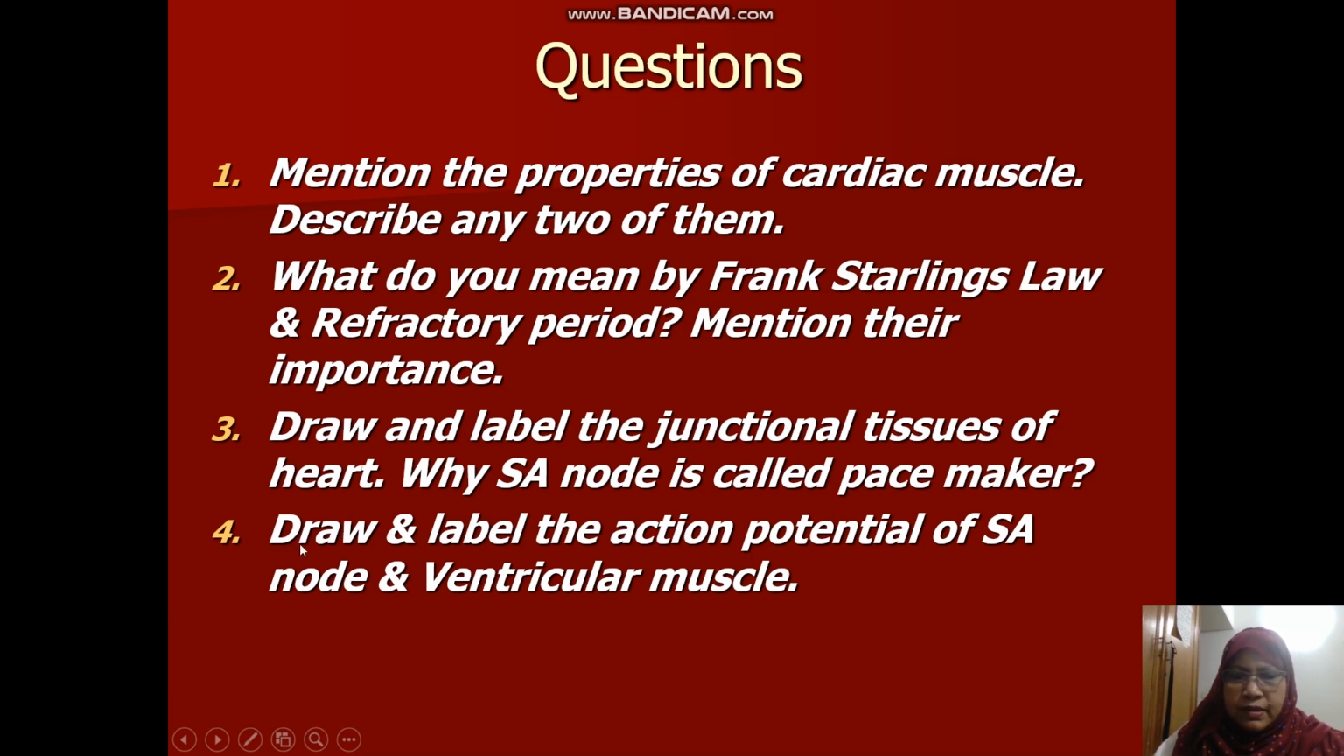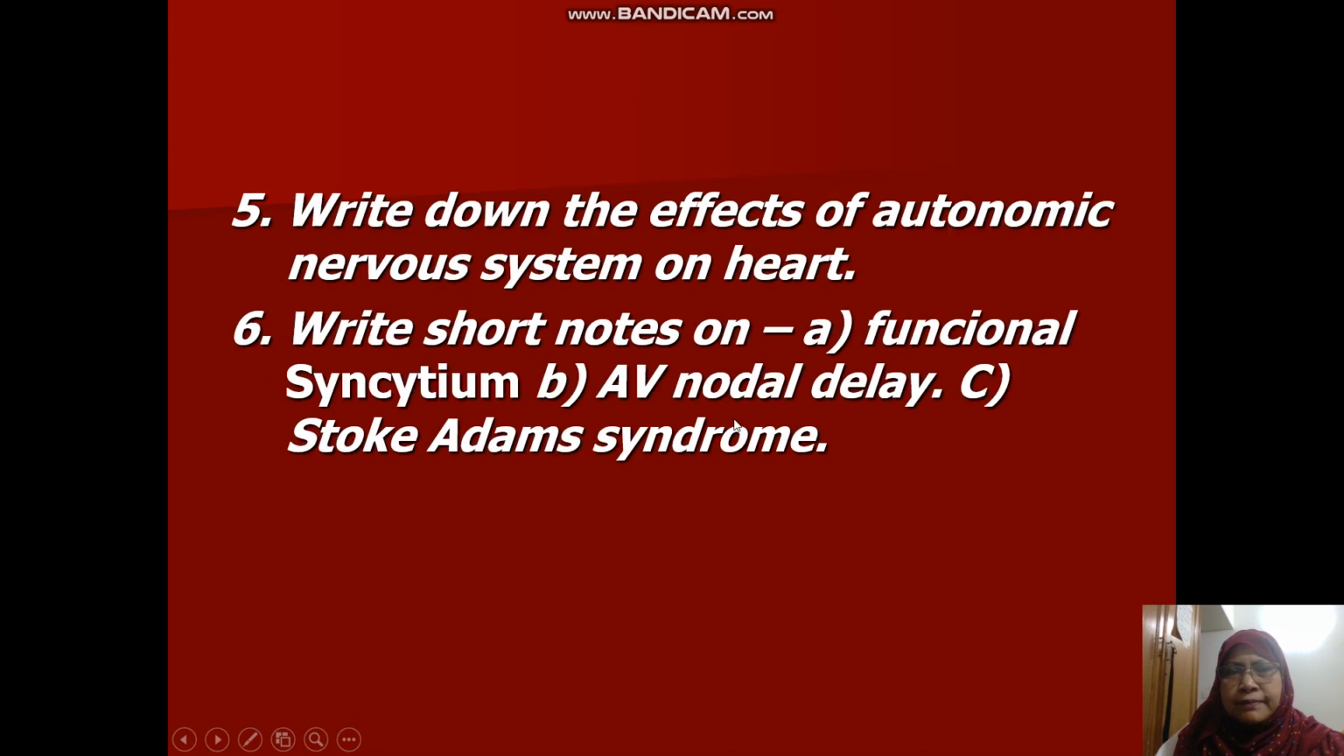Fourth question is another drawing. Draw and label the action potential of the SA node and ventricular muscle, that is, the action potential of ventricular muscle. And fifth question is: write down the effects of the autonomic nervous system on the heart, both sympathetic and parasympathetic. And sixth question, that is short notes: short notes on functional syncytium, AV nodal delay, and Stokes-Adams syndrome.